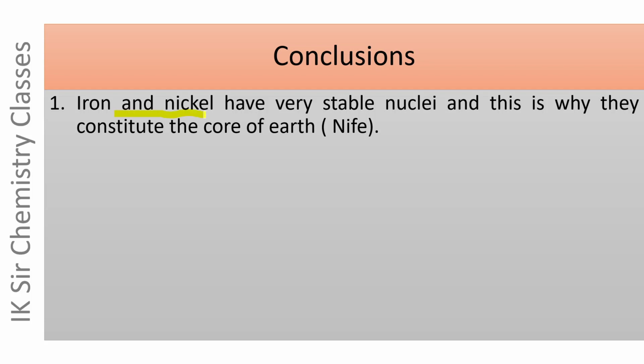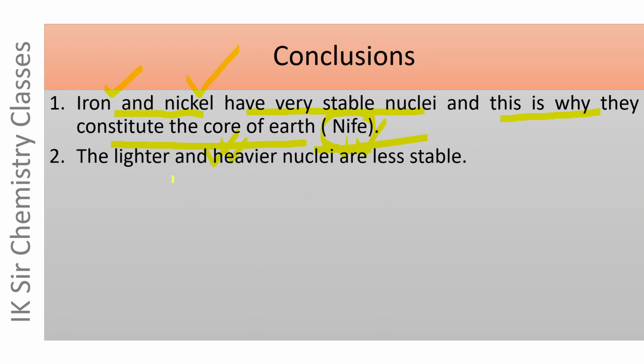Iron and nickel have very stable nuclei, and this is why they constitute the core of Earth, which is called Nife. Ni, nickel, Fe, iron. The outermost portion of Earth is called Earth crust, followed by Sial, Sima, Nife, etc. The most internal part of Earth is called core, and it consists of iron and nickel, and this is why it is called Nife.